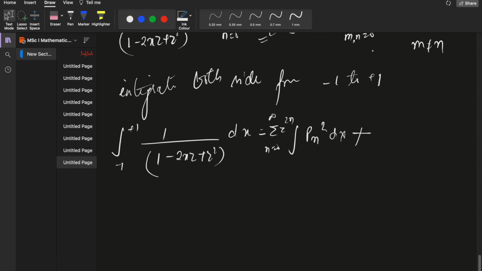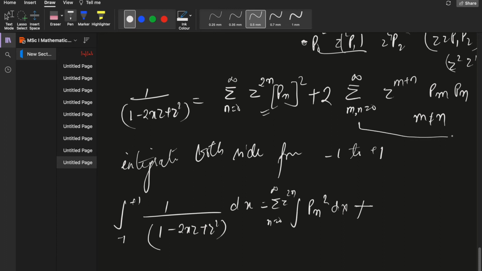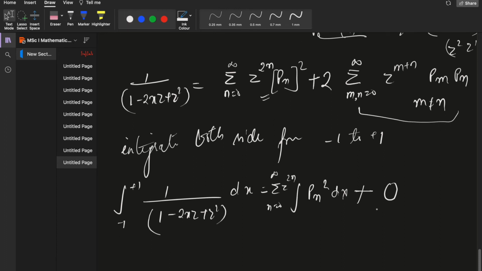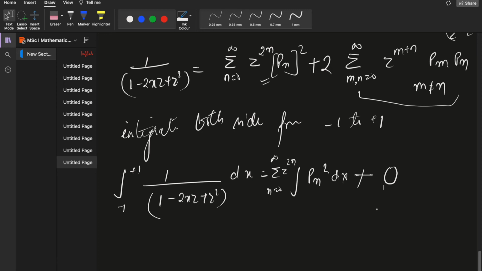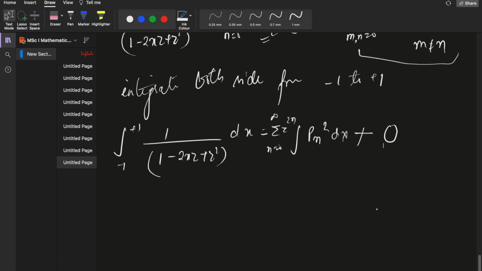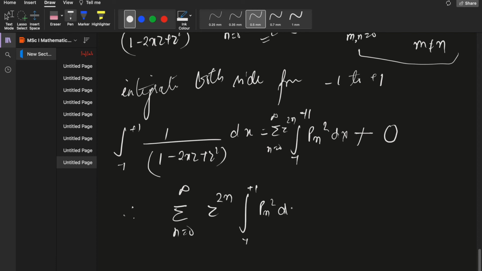So this term is 0. This term, on integrating, will give me 0 from the orthogonal property of Legendre polynomial. Alright, so we have the summation n from 0 to infinity, z to the power 2n, integral from minus 1 to plus 1, P_n squared dx.